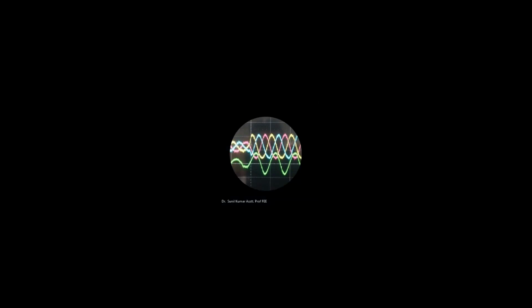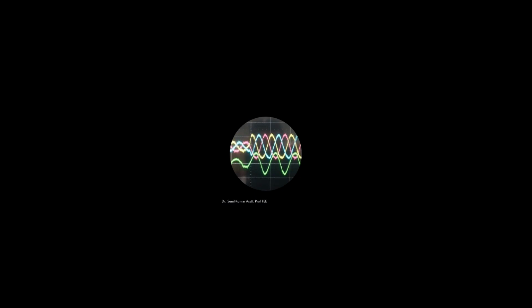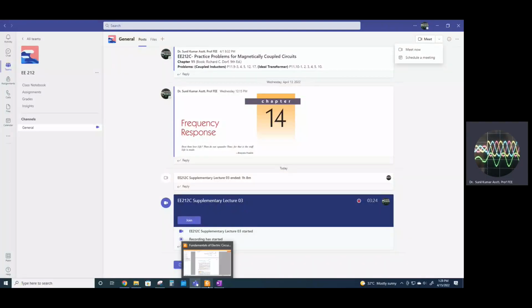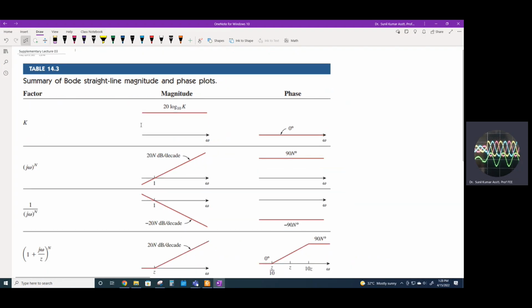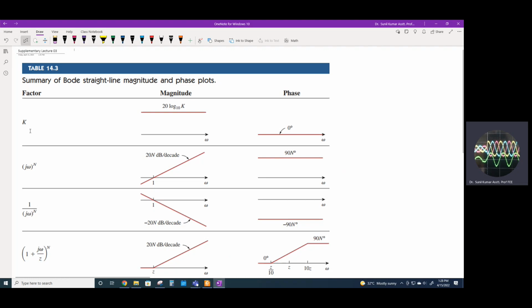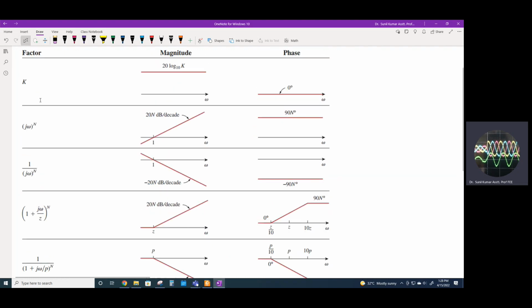I'm giving this supplementary lecture regarding the chapter on frequency response, and we will be doing some examples for the Bode plots, how to construct the Bode plots using the table or techniques that we have seen in the class lecture. So this is the table that we had used to construct the Bode plot using some standard factors as shown here.